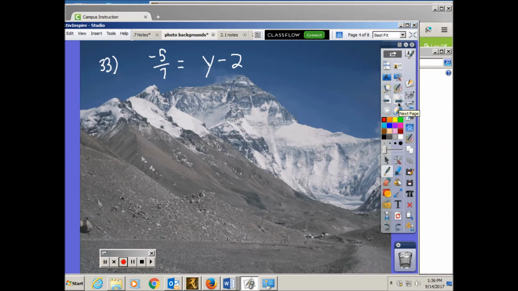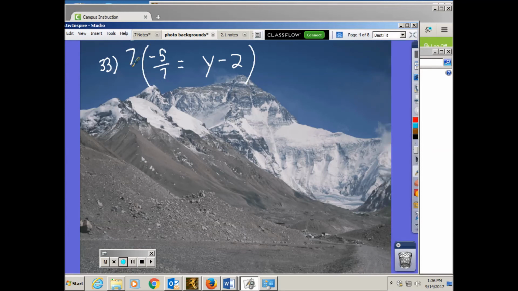What would I use as a common denominator on number 33? Seven, because it's the only denominator. There's only one denominator, so that's what we're using.